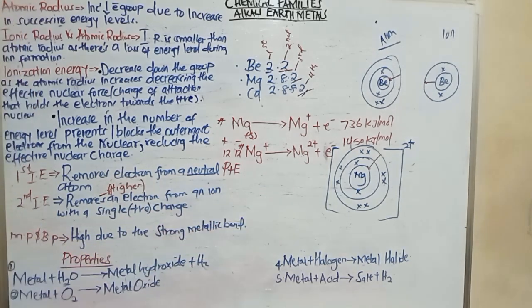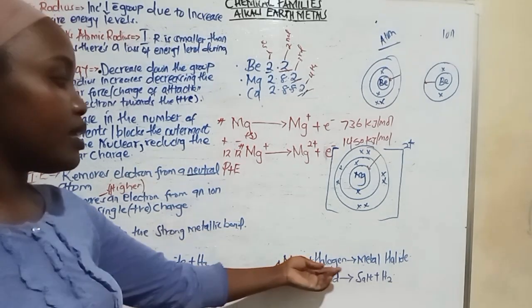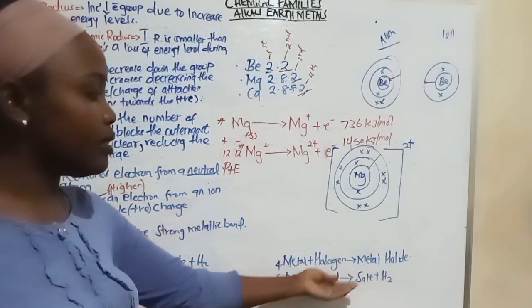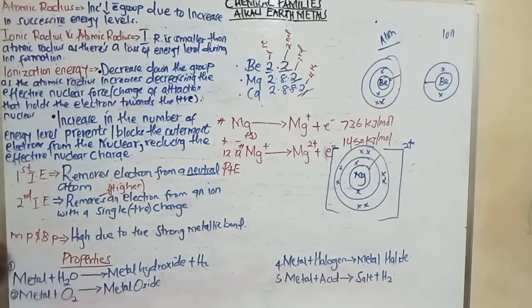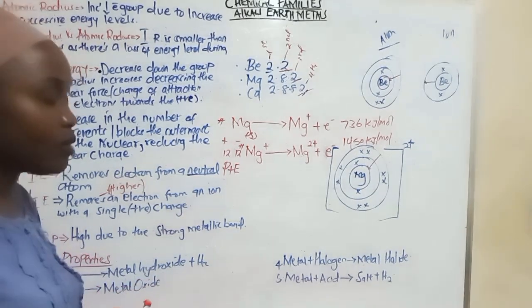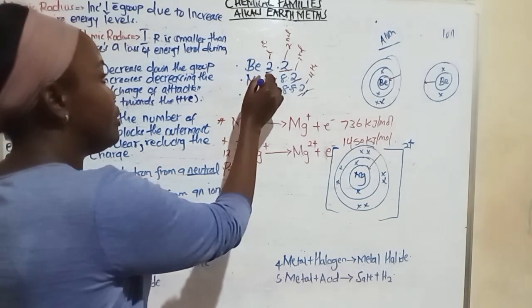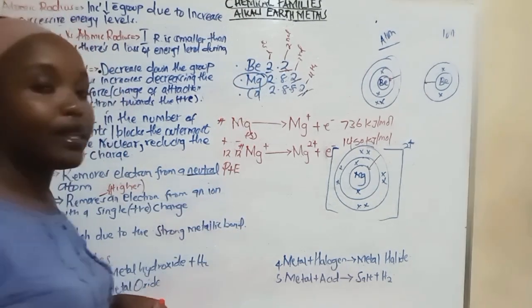Okay, so when you come to the properties of these compounds, we say they are metals just like group 1. So we have metals reacting with water to form metal hydroxide plus hydrogen, metal plus oxygen to form your metal oxide, metals plus halogen to form metal halides, and metal plus acid to form your salt and hydrogen gas. Another unique thing that I would want us to talk about is the reactivity of magnesium with water.